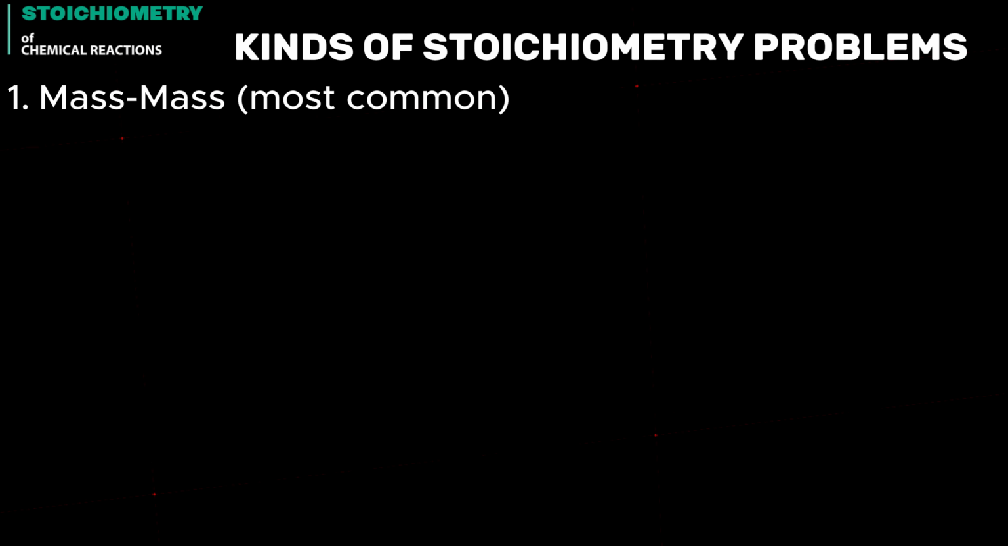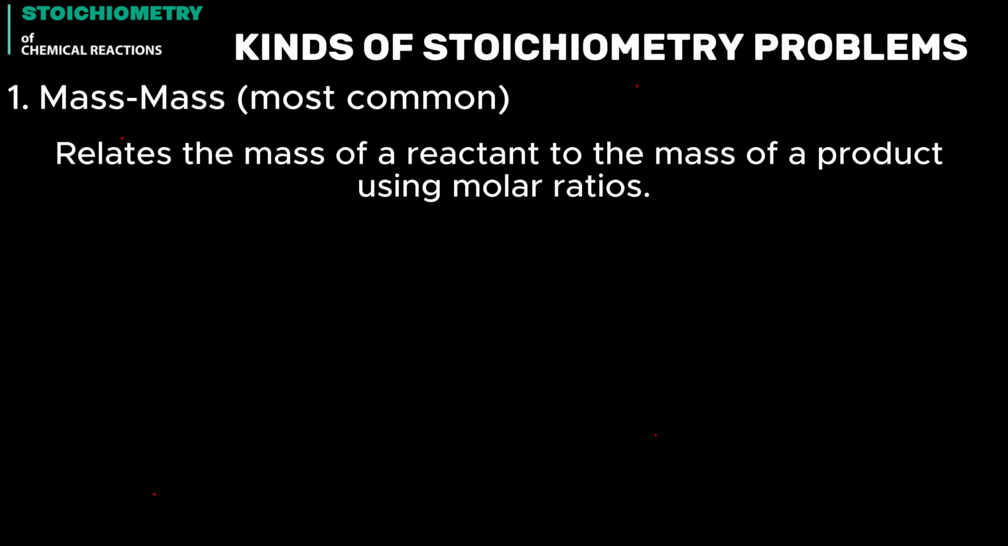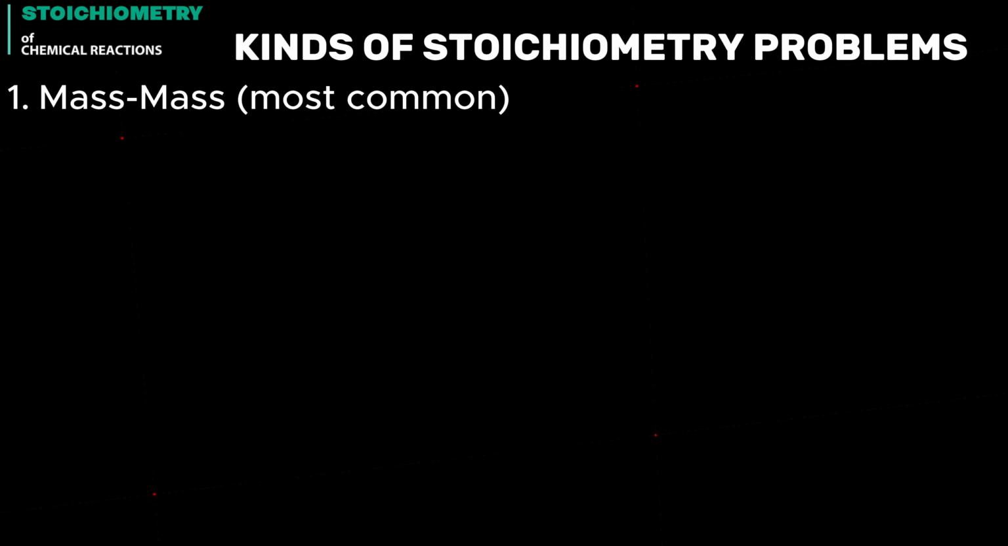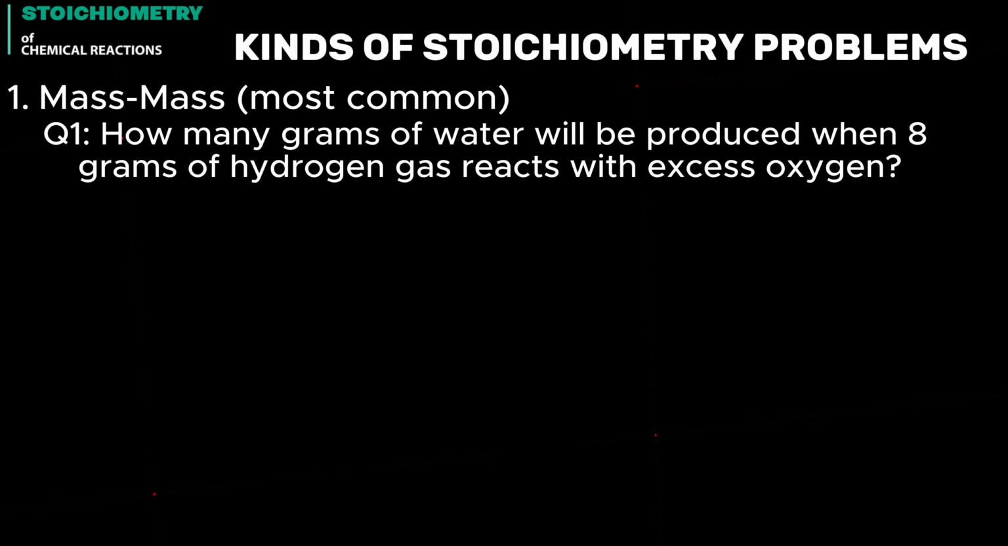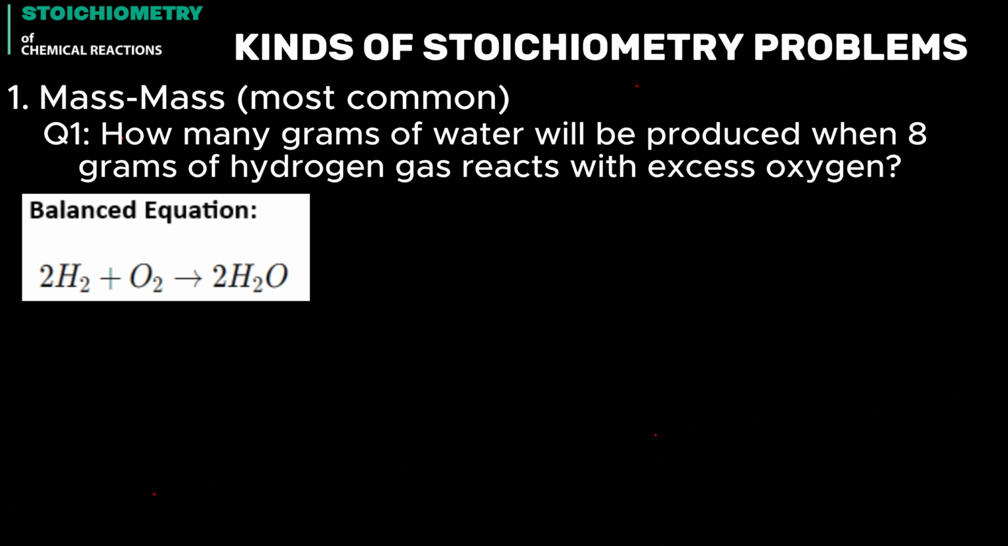Mass stoichiometry relates the mass of a reactant to the mass of a product using molar ratios. Let's look at an example. Question 1. How many grams of water will be produced when 8 grams of hydrogen gas reacts with excess oxygen? Remember, in solving it, the first thing you need to do is to balance the equation. Look at the equation: 2 moles of hydrogen plus 1 mole of oxygen, giving us 2 moles of water.